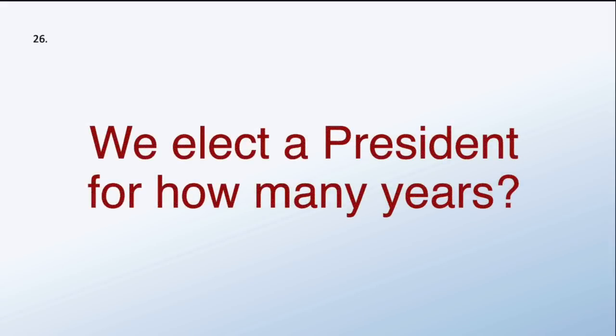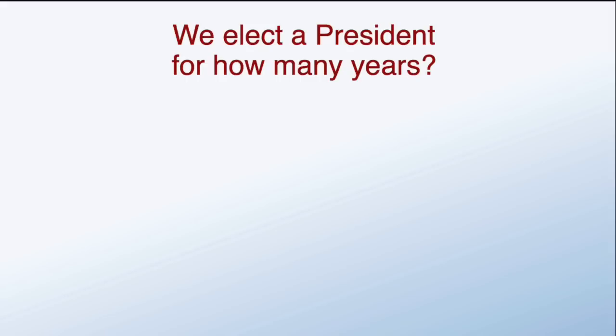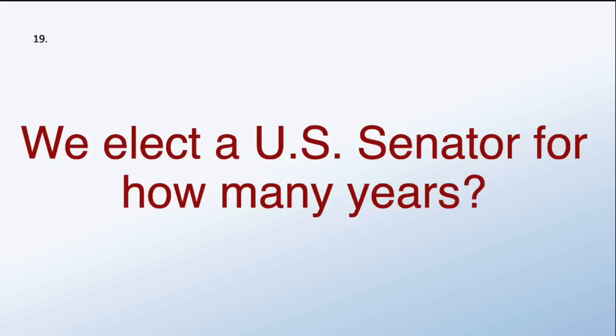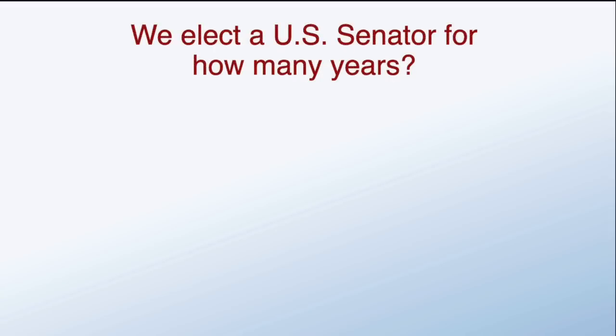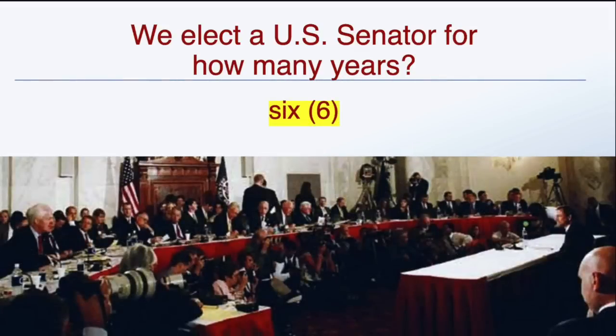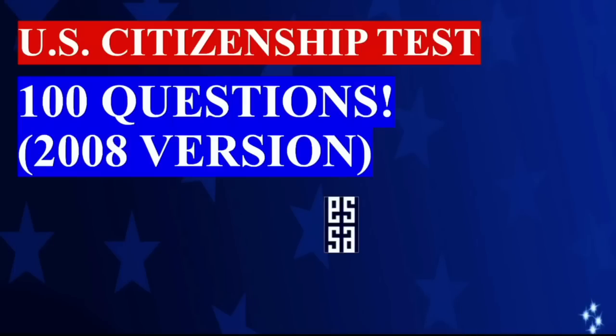We elect a president for how many years? 4 years for a president. We elect a U.S. senator for how many years? 6 years for a senator. Very good. And there you have it, all 100 civics questions.